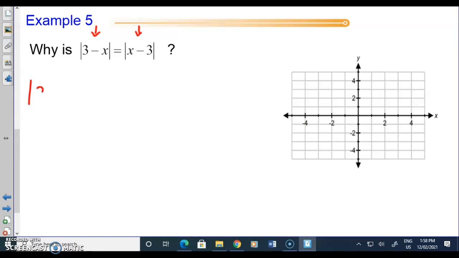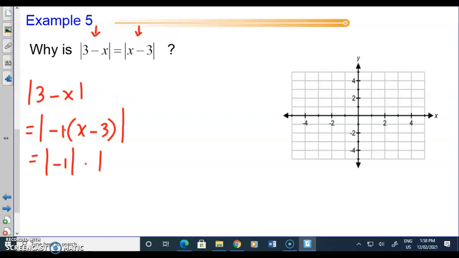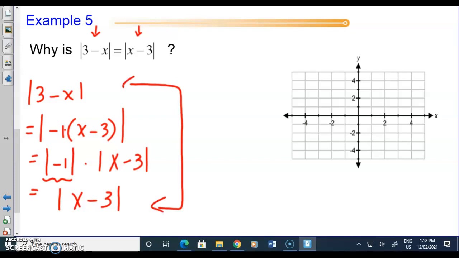Using some algebra, we know that for the absolute value of 3 minus x, I can factor out a -1, and the signs will change because you're dividing by -1. So this would be positive x and a -3. This is a product, which means you can break your absolute values into two pieces. And the absolute value of -1 is just positive 1, and that's why you end up with the absolute value of x minus 3.